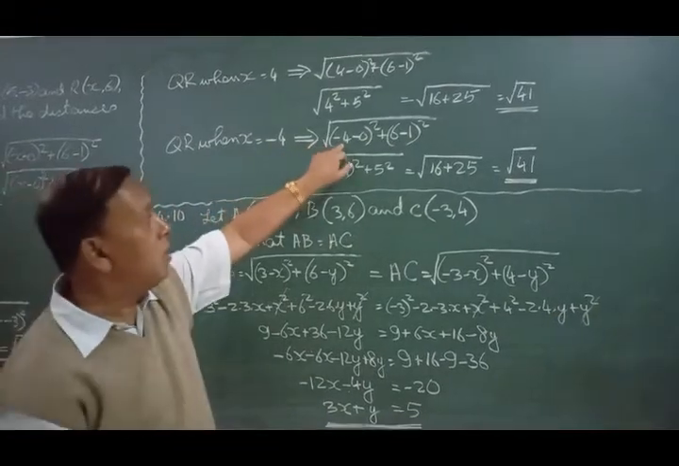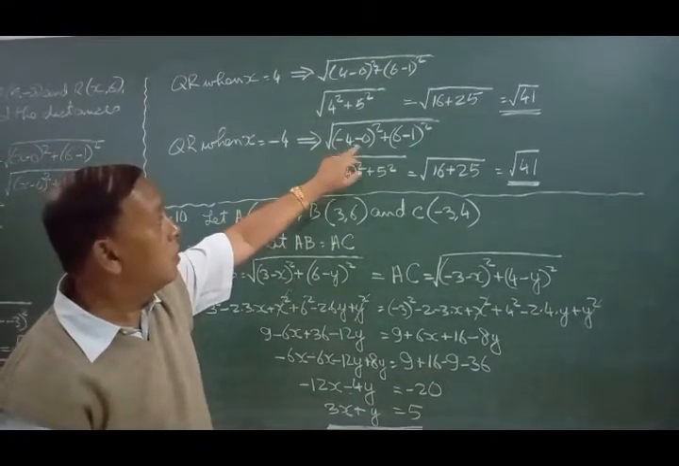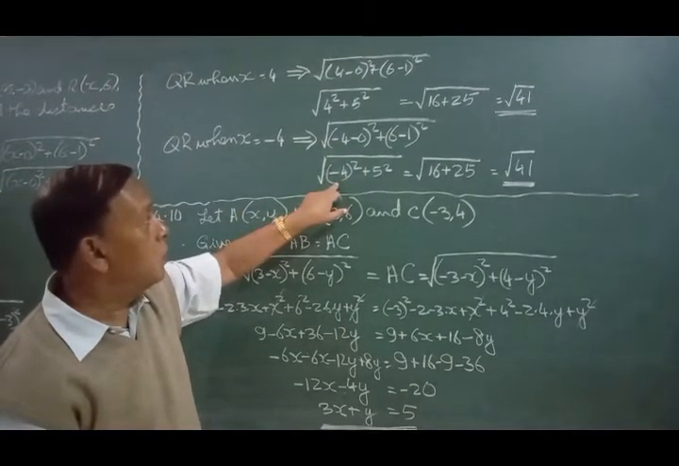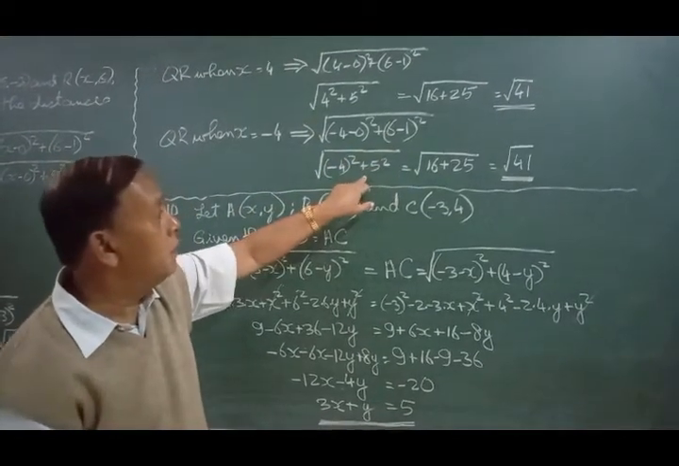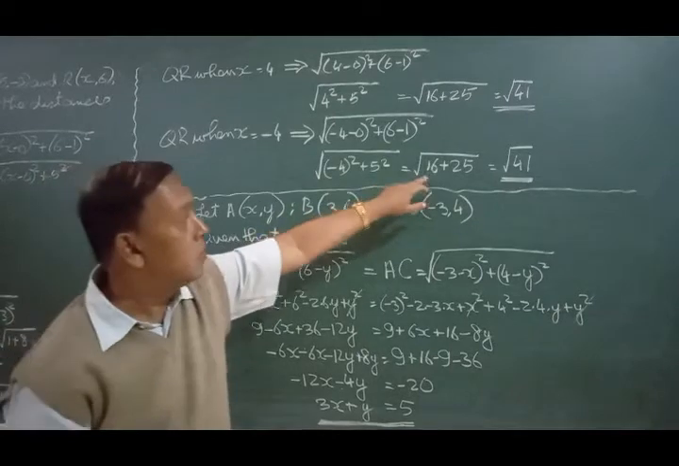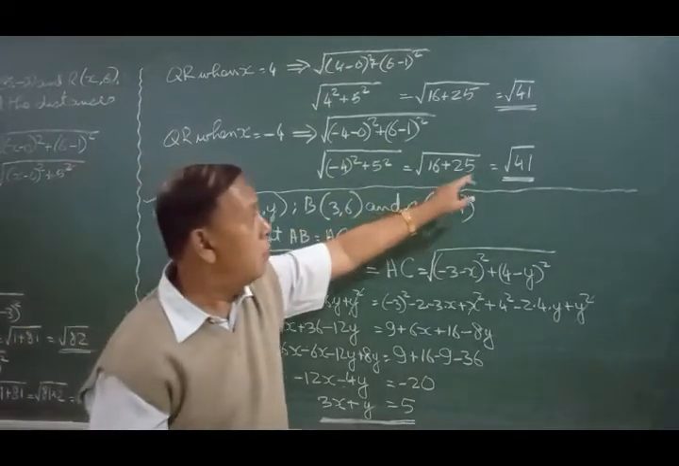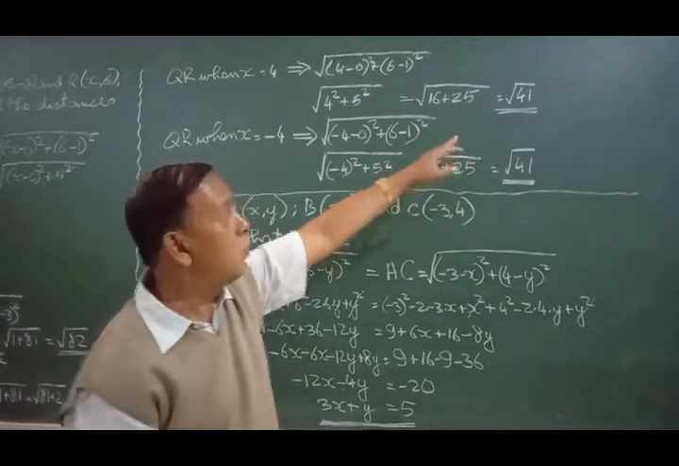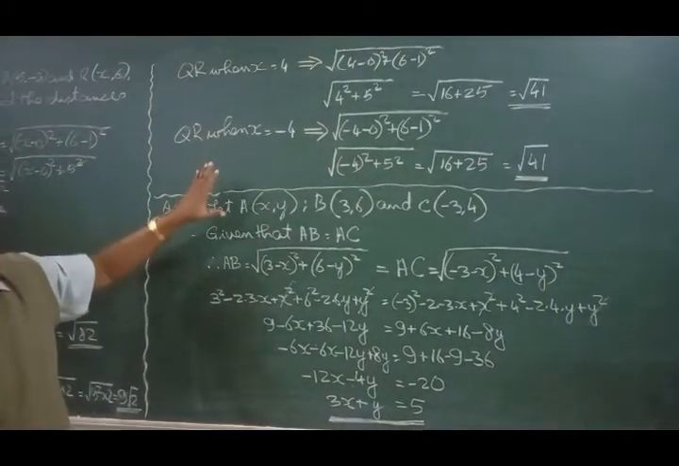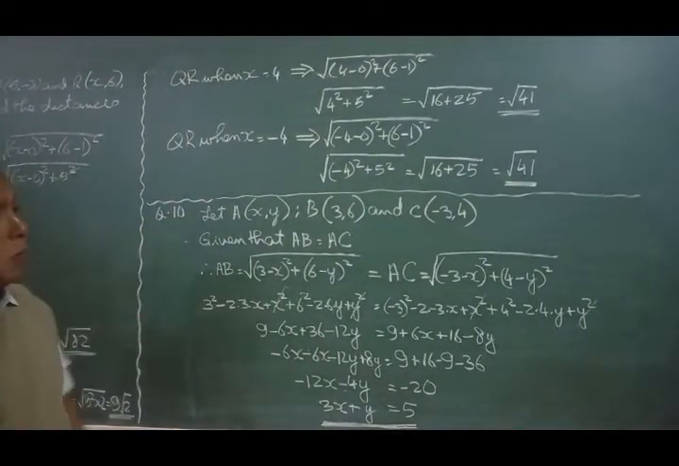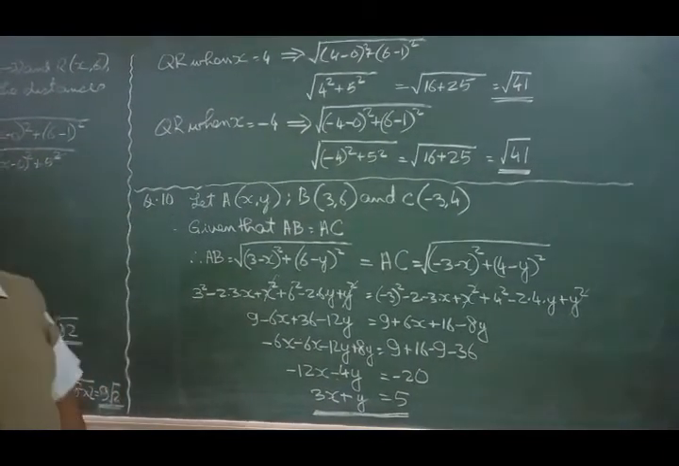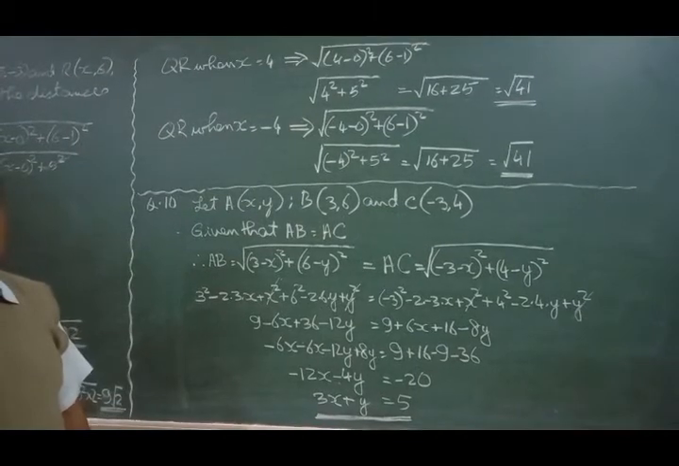So we are given the value -4 here, and then what happens? -4 minus 0, -4. 6 minus 1, 5. 4 square, 16. 5 square, 25. Root 41. Same also, root 41. So here both the answers are the same, root 41. And with that we have completed question number 9 of exercise 7.2.